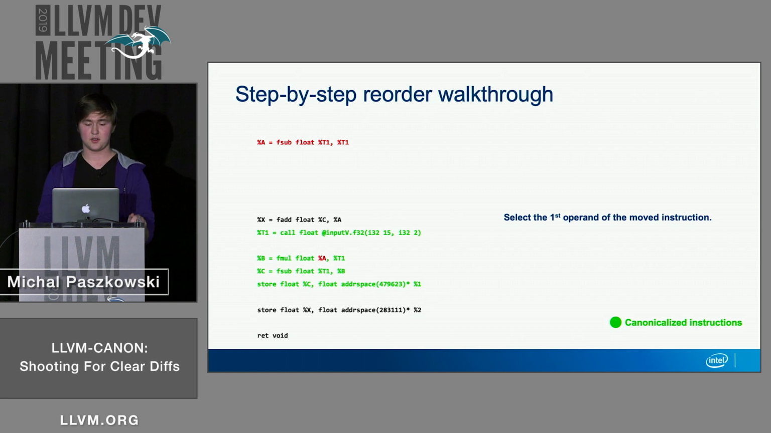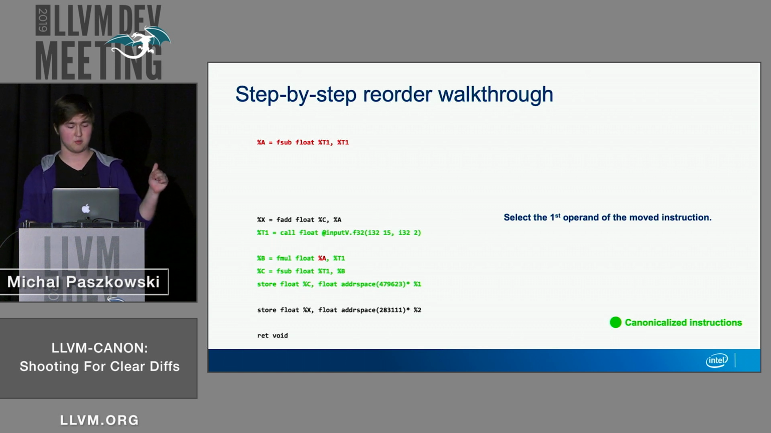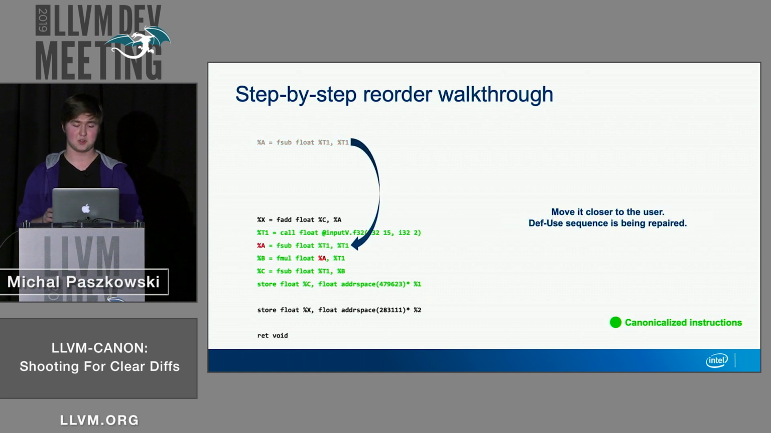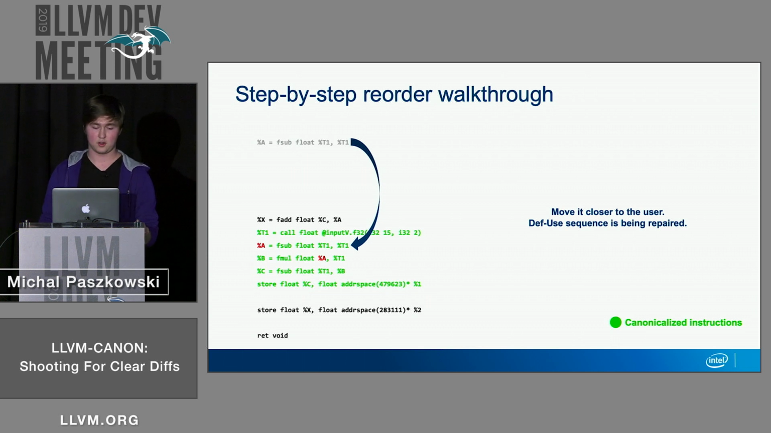And then we select the first operand of the instruction we moved, so the instruction B. We take the operand A, and we do exactly the same thing. We move it closer to the user, and now the def-use sequence is repaired for the operands T1 in instruction A.